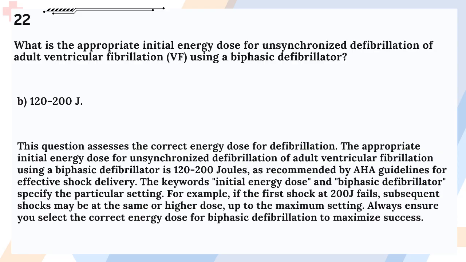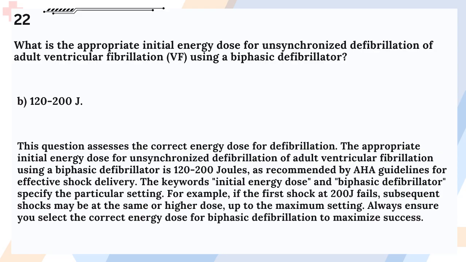This question assesses the correct energy dose for defibrillation. The appropriate initial energy dose for unsynchronized defibrillation of adult ventricular fibrillation using a biphasic defibrillator is 120 to 200 joules, as recommended by AHA guidelines for effective shock delivery.